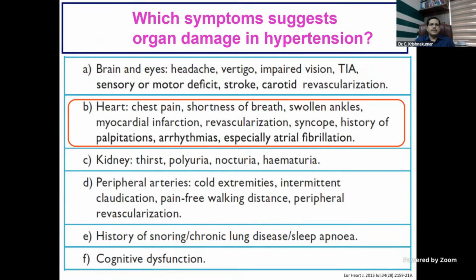What are the symptoms of organ damage in hypertension? As I said earlier, brain and eyes can produce headache, vertigo, impaired vision, giddiness, transient ischemic attack, sensory or motor deficits, stroke, carotid revascularization. The heart can be affected in the form of shortness of breath, chest pain, ankle edema, myocardial infarction, LV dysfunction, revascularization, syncope, history of palpitation and arrhythmia, especially atrial fibrillation, and hypertensive heart disease. The kidney can produce thirst, polyuria, nocturia, hematuria. Peripheral arteries can produce gangrene or occlusion, cold extremities, claudication with reduced pain-free walking distance, and peripheral revascularization. There may be a history of snoring, chronic lung disease, sleep apnea, cognitive dysfunction. These are some of the manifestations.